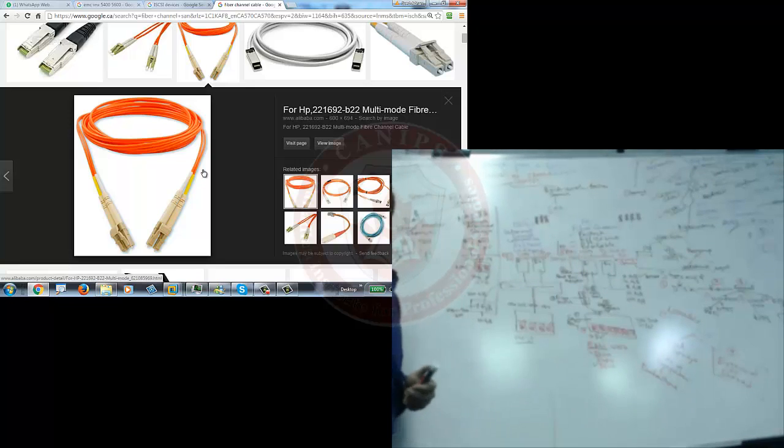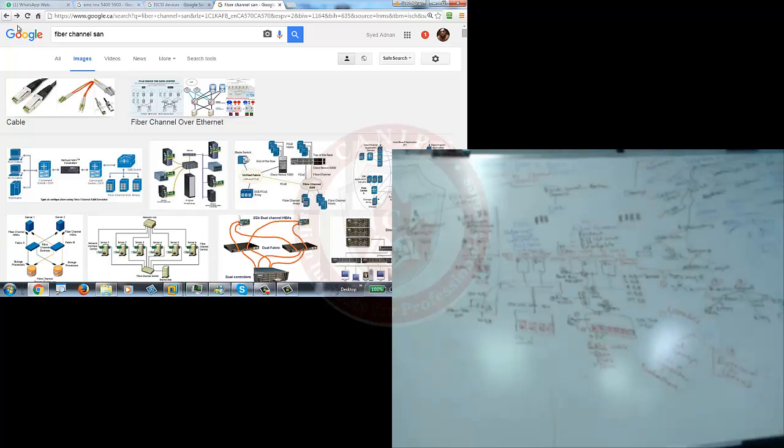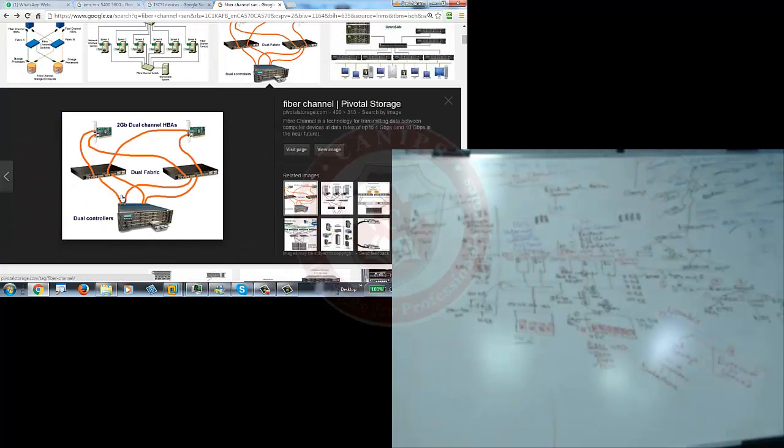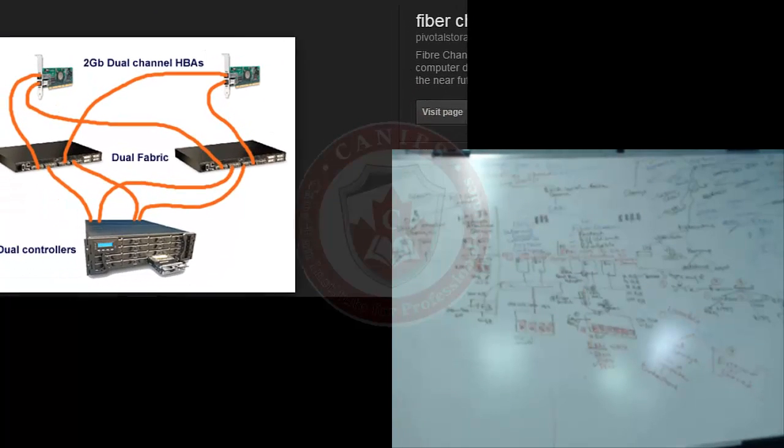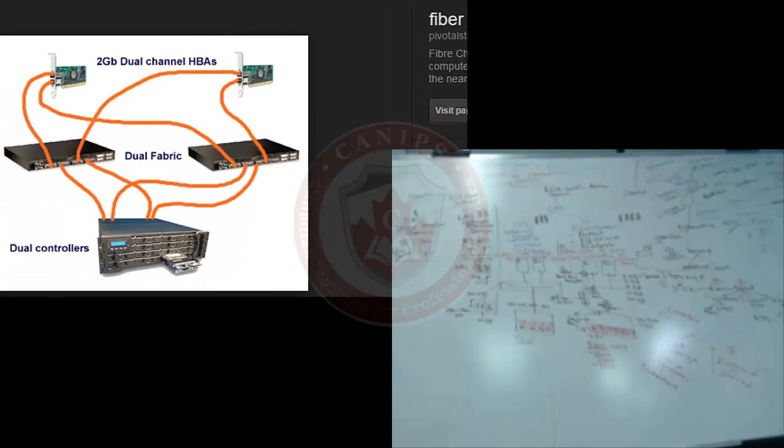For that reason, guys, this is why there are 2 ports on an HBA. You see, on each HBA there are 2 ports. One port connects to one switch, and the second port connects to the second switch. And from the switch, this switch is connected to one SP, and there is a cable. So you see how much redundancy there is.